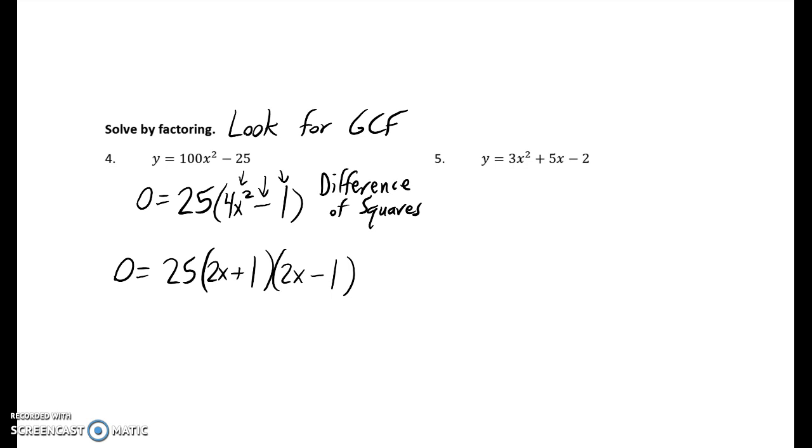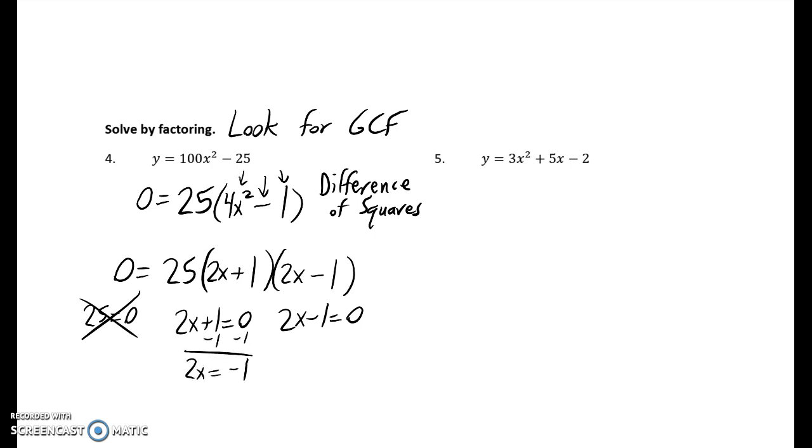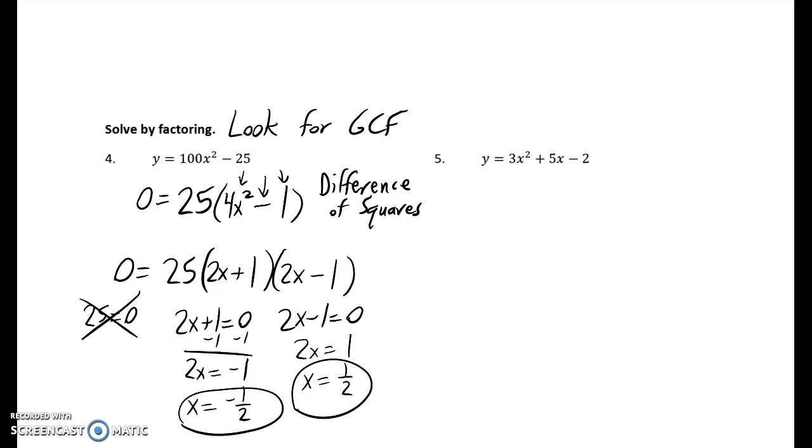And now we just set everything equal to 0. Now, technically, you should still set the 25 equal to 0. However, 25 will never equal 0, so you really don't even have to do that. Set your factors equal to 0, though. You'll notice that your answers will be the same number, just opposite signs. In a difference of squares, that will always happen. So we get 1/2 and negative 1/2. You could always plug your answers back into the original equation if you want to check your answers.